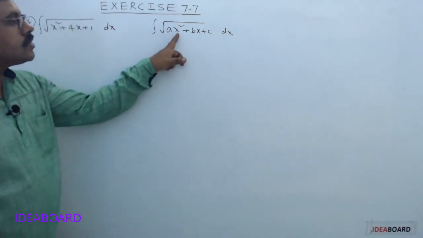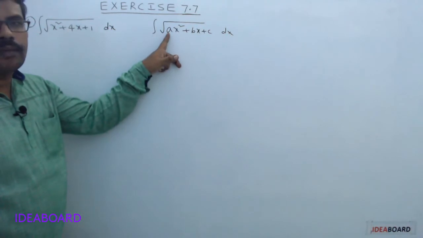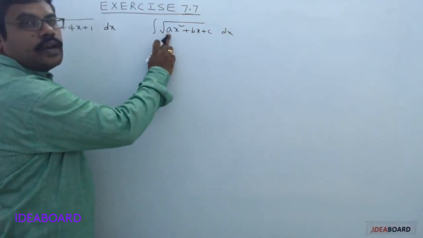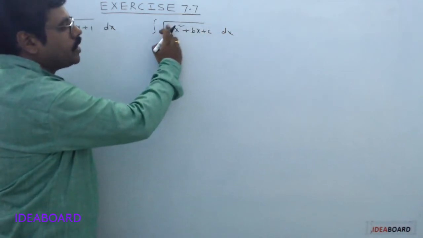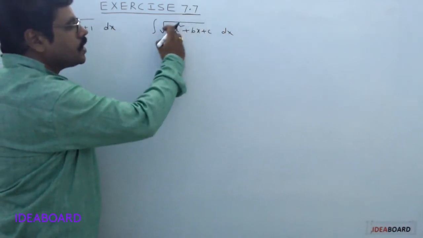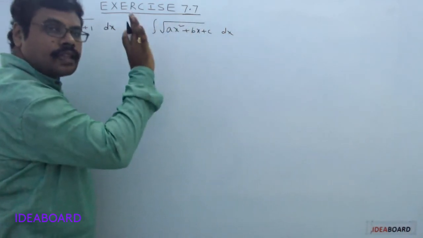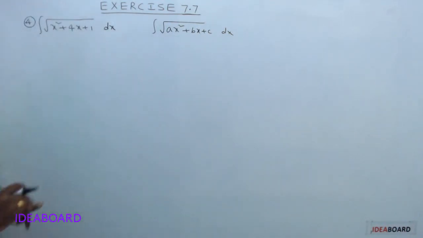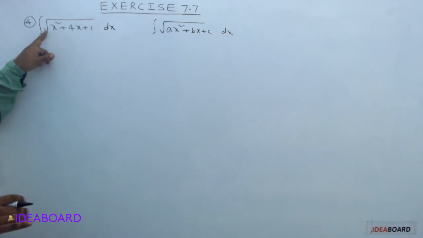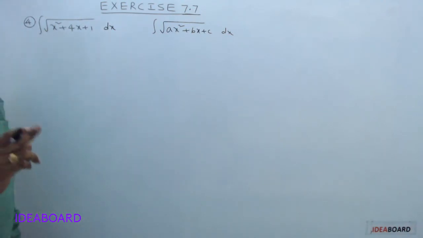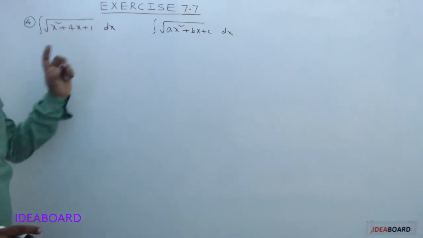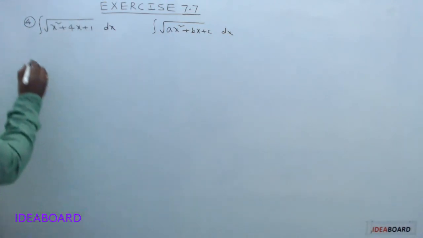First make x square coefficient as a unity. After making x square coefficient as a unity, whatever the remaining expression will be there inside the root function, make that expression as a perfect square. Here already your x square coefficient value is 1. Then try to make this expression as a perfect square. Now come to the solution.